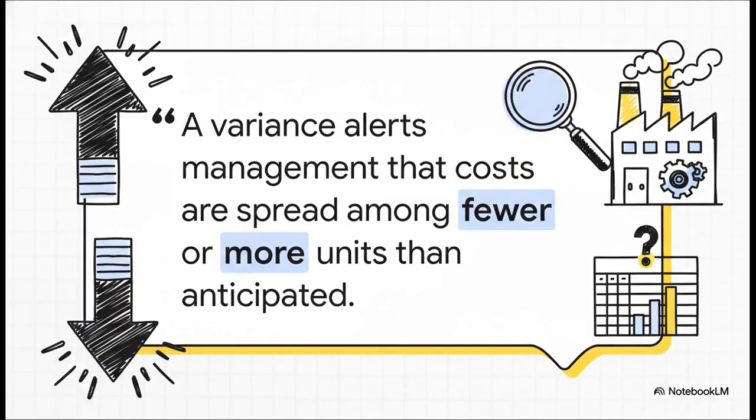But listen, this is so much more than just a bookkeeping chore at the end of the year. That variance is a powerful signal. It's an alert to management that reality didn't match the plan. Did they produce way more or way less than they expected? Were their utility costs way higher than they budgeted for? Finding the variance isn't the end of the process. It's the start of asking much better questions.